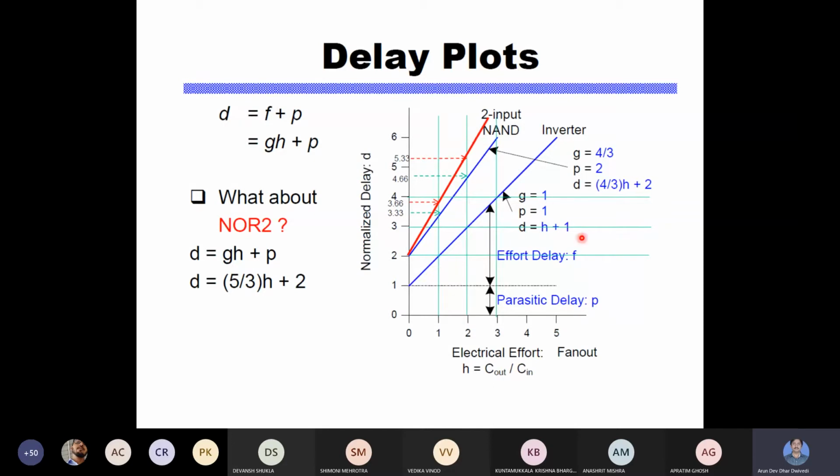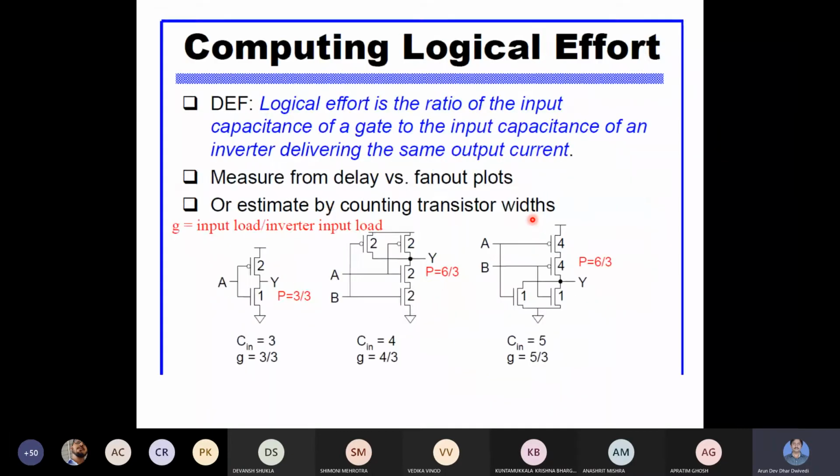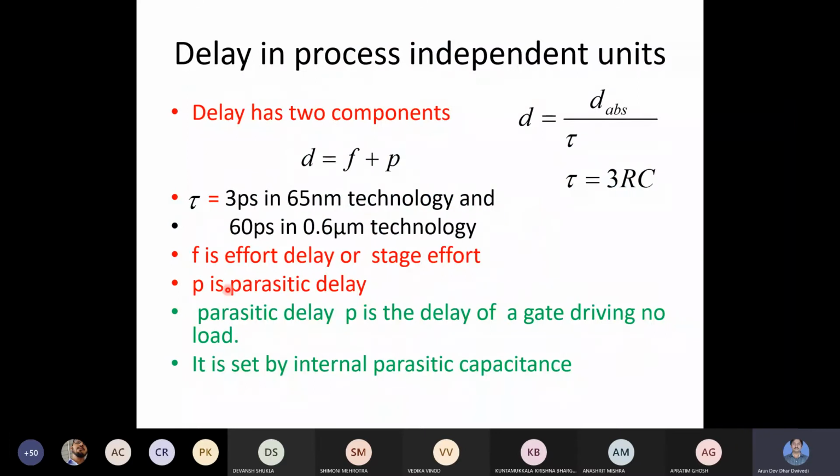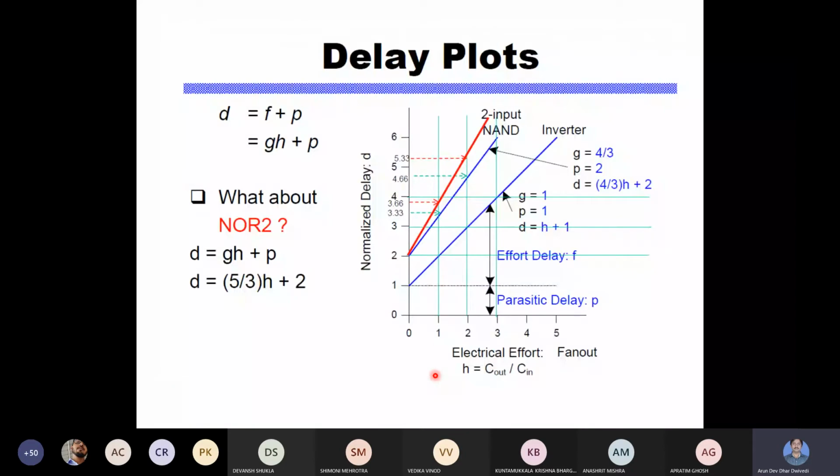Some systematic calculations are given in the next table. We can see that for the inverter, logical effort G is 1, and P is the parasitic delay, which comes from internal capacitances, as explained already. So G is 1, P is 1, and D equals H plus 1 for the inverter. For the NAND gate, logical effort G is 4 by 3, parasitic delay P is 2, so D equals 4 by 3 H plus 2.